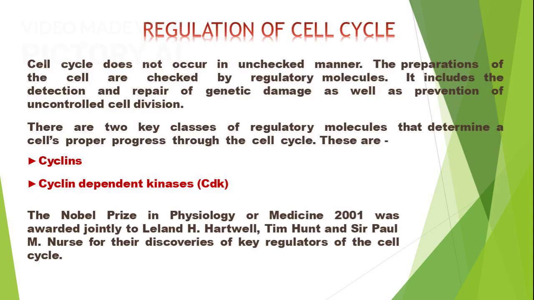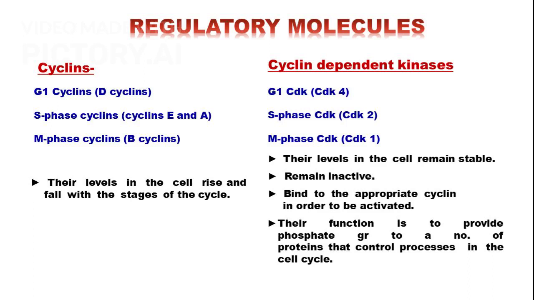The cell cycle is tightly regulated by molecules that ensure proper progression and prevent uncontrolled division. Cyclins and cyclin-dependent kinases are key regulators, with their discovery earning a Nobel Prize in 2001. Cyclins and cyclin-dependent kinases work together to control the cell cycle. Their levels fluctuate with the cycle stages, ensuring precise regulation of cell division processes.